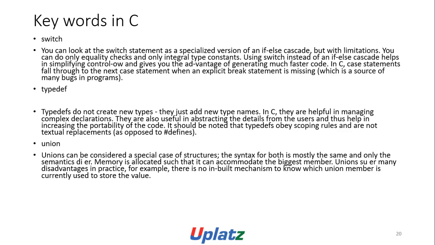Unions can be considered a special case of structure. The syntax for both is mostly the same and only the semantics differ. In a union, memory is allocated such that it can accommodate the biggest member. Unions suffer many disadvantages in practice. For example, there is no built-in mechanism to know which union member is currently used to store the value.